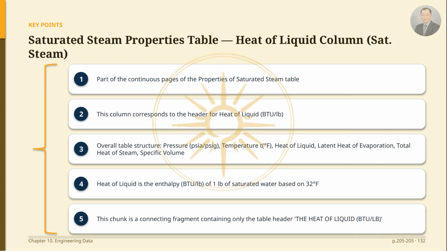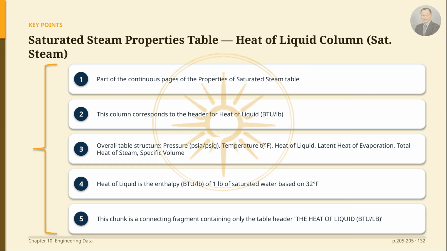I will now introduce the continuation part of the saturated steam properties table. This table serves as a reference for boiler and steam piping design. Pressure is given in psig, and temperature in degrees Fahrenheit. Heat of liquid, latent heat of evaporation, total heat of steam, and specific volume are organized together in one row. All units are in BTU per pound and cubic feet per pound.